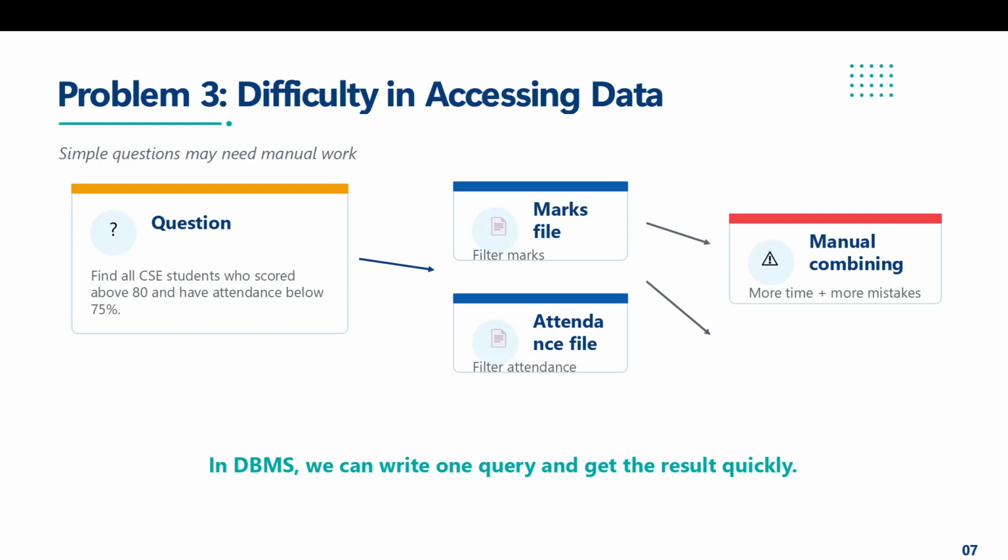But in a DBMS, this type of question can be answered using a single query. So we can ask the DBMS to combine the related tables and retrieve the exact result. So we can say in a file system, accessing combined information is difficult, but in DBMS, query based access makes it easier.